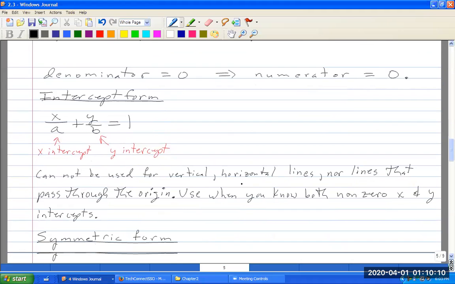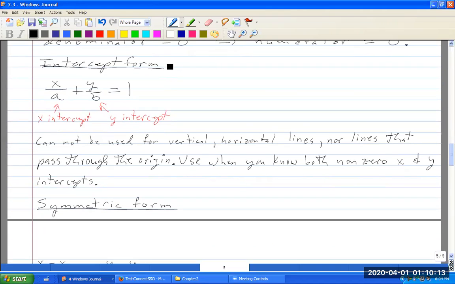The intercept form. The intercept form for the equation of a line is x over a plus y over b equaling 1, where a is the x coordinate of the x-intercept and b is the y coordinate of the y-intercept. Since an x-intercept and a y-intercept must exist, and they cannot be 0, this cannot be used for vertical lines, horizontal lines, or any line that passes through the origin. So there's several stipulations here.